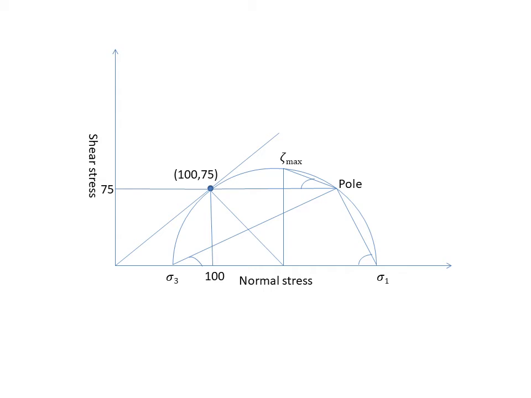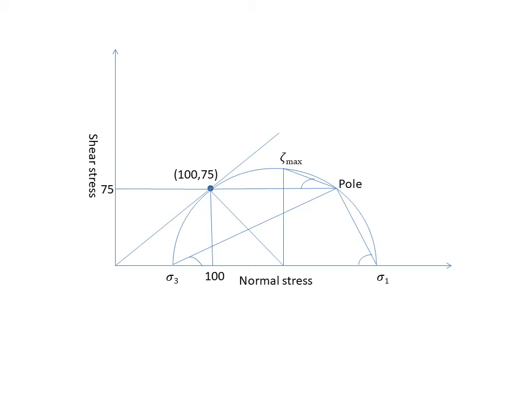So this is how you do the question. I repeat once again. It is mentioned that your failure condition is at 75 shear strength, 100 normal stress. So plot this point. Your test is done on a sand, which means C value is 0. So from the origin through the point, draw a line.